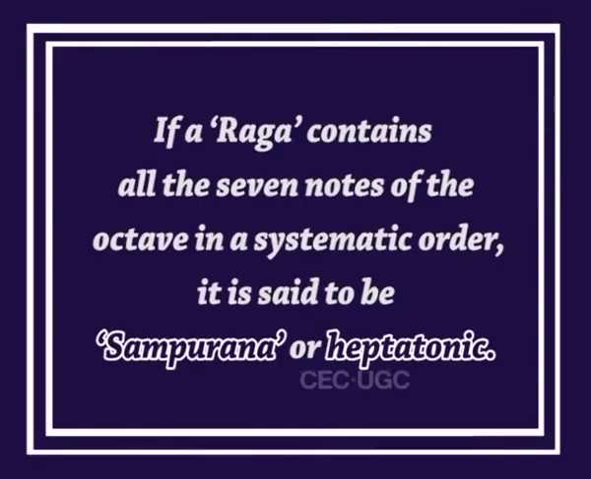So, it is obvious that a rag comprises either 7 notes or 6 notes or 5 notes. If a rag contains all the 7 notes of the octave in a systematic order, it is said to be Sampurna or heptatonic. If it takes 6 notes omitting any one note, it is known as Shadav. And if any rag takes 5 notes omitting any 2 notes, not necessarily consecutive, it is known as Odav.